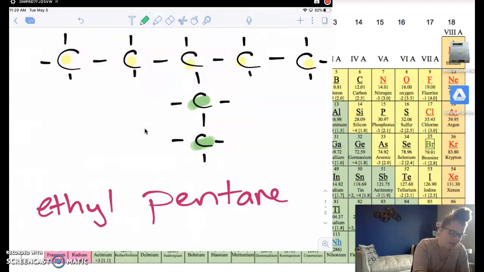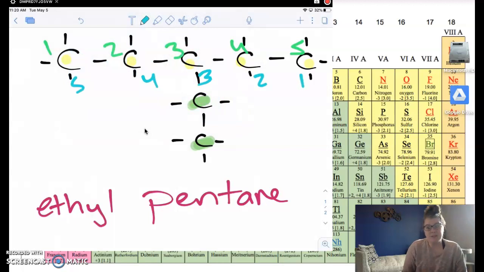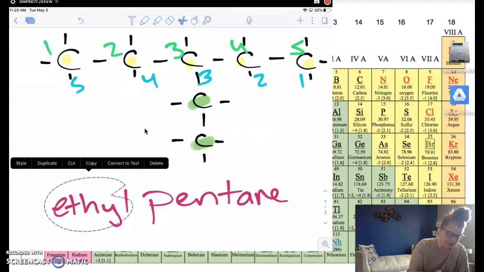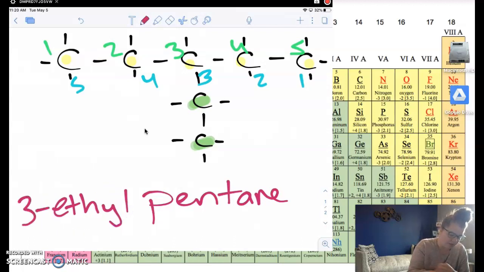If I count one way, 1, 2, 3, 4, 5, and then the other way, 1, 2, 3, 4, 5, both ways it's on a 3. So I'm just going to pick 3 for this one. And the thing that I'm numbering is that ethyl branch, so I'm saying where the ethyl branch is. So my final name for this is going to be 3-ethylpentane.